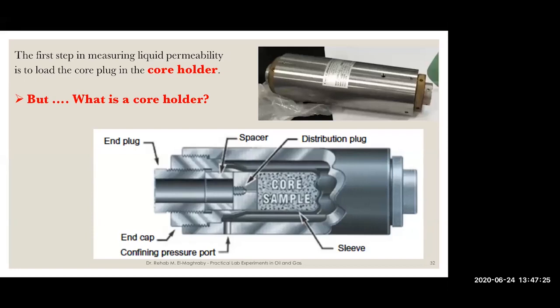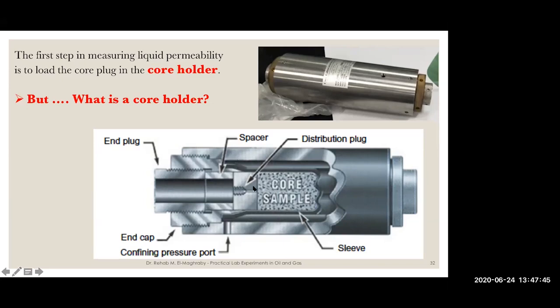So what happens here is that you place your core, the cylindrical type core, inside a hollow tube of Viton sleeve, and then you place a distribution plug on one side and another distribution plug on the other side, and you close everything, the end cap and everything.